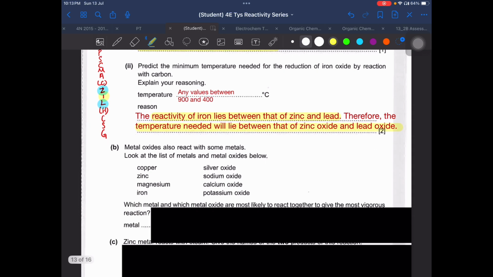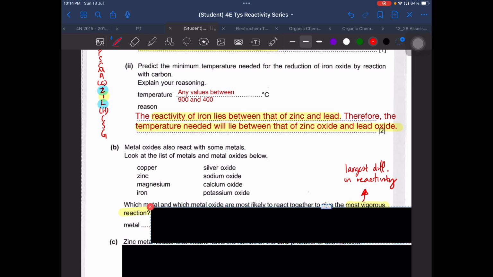The question is asking which metal and which metal oxide are most likely to react together to give the most vigorous reaction. We know that a metal and a metal oxide, if you put them together and there's a reaction, is considered a displacement reaction. So the most vigorous reaction must be due to the largest difference in reactivity. We should choose a metal and a metal oxide that are very, very different in terms of their reactivity.